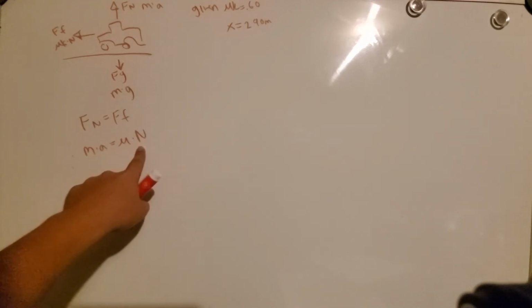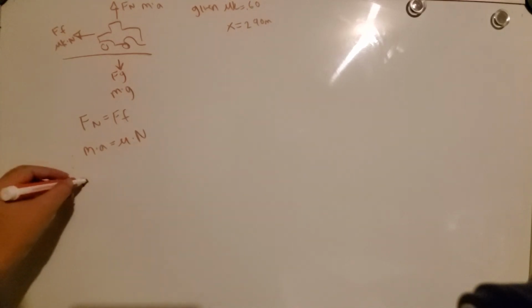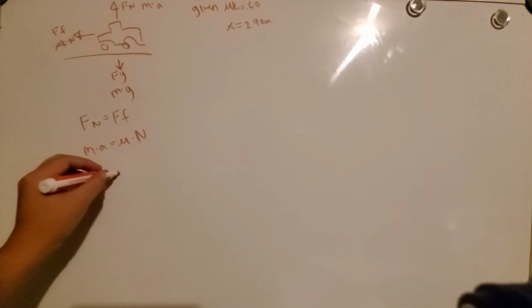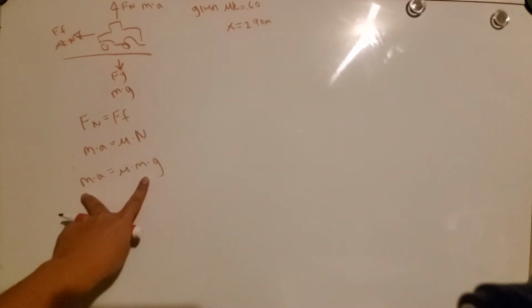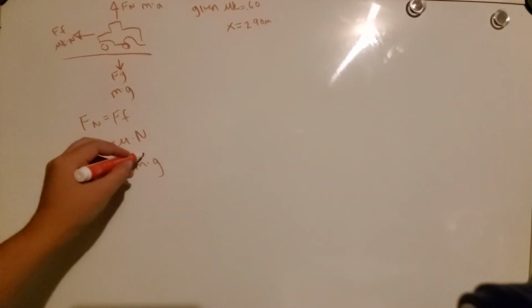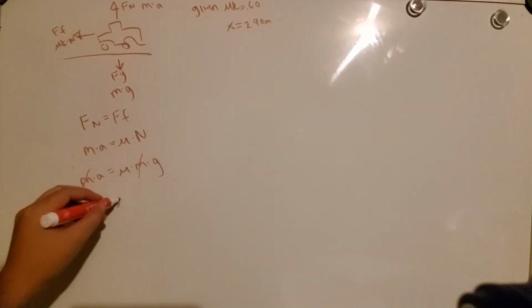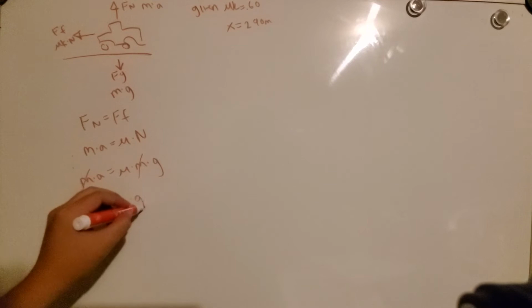But to make it simpler, we could write n as mass times gravity. So we'll do that. So mass times acceleration is equal to coefficient times mass times gravity. So this is our equation. But seeing how we have the m on both sides, we could just cancel them out. And to make it easy, we'll rewrite the equation. Acceleration is equal to coefficient times gravity.